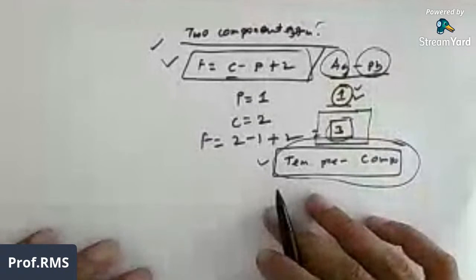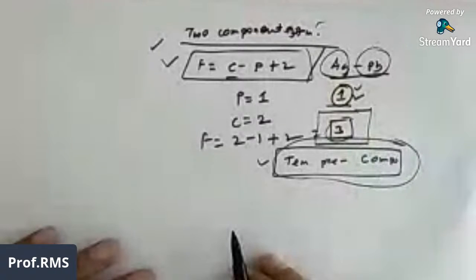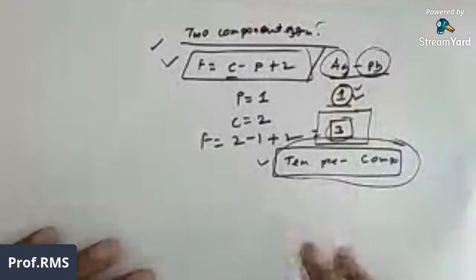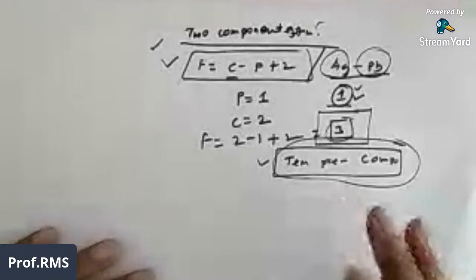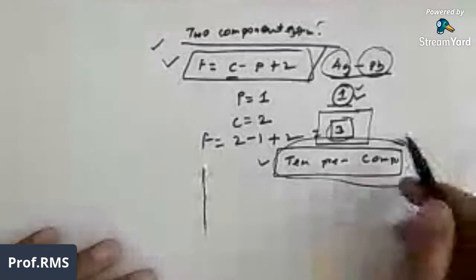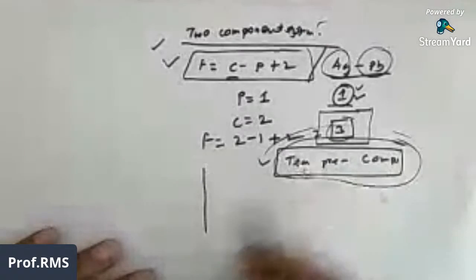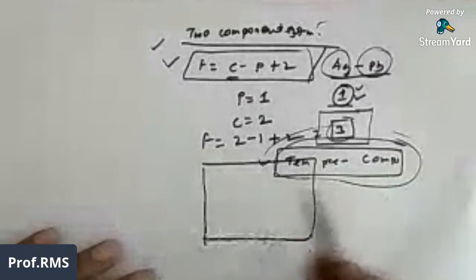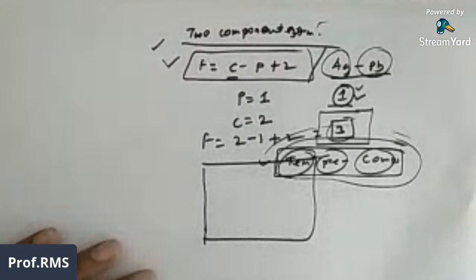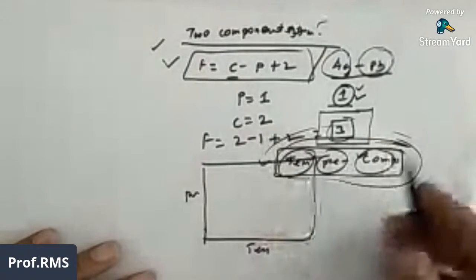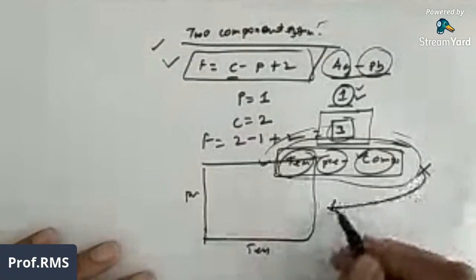So if we try to draw the phase diagram, and if we try to describe the equilibrium through the phase diagram, we know that we have three variables. How can we represent these variables in a two-dimensional phase diagram? If we write pressure here and temperature here, then what about the third one, that is composition? So for 3 degrees of freedom, it is not possible to construct the phase diagram.